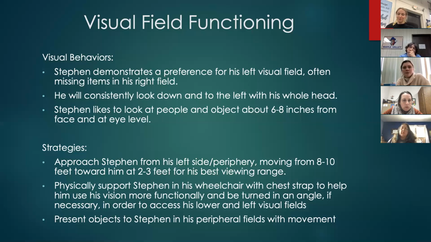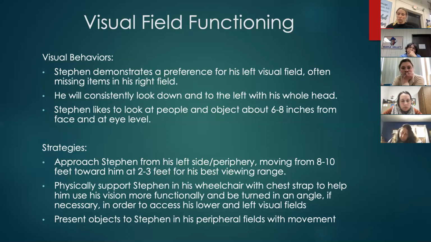Okay. And then Stephen likes to look at people and objects about 6 to 8 inches from his face and at eye level. So he would like things right front and center when he does finally notice them. You can present them from the left, but then bring them up, and that's where he finally likes to rest his gaze. So strategies would be to approach Stephen from his left side, and then starting from about 8 to 10 feet away, you could move in towards him and then come into 2 to 3 feet for his best viewing range. Okay.